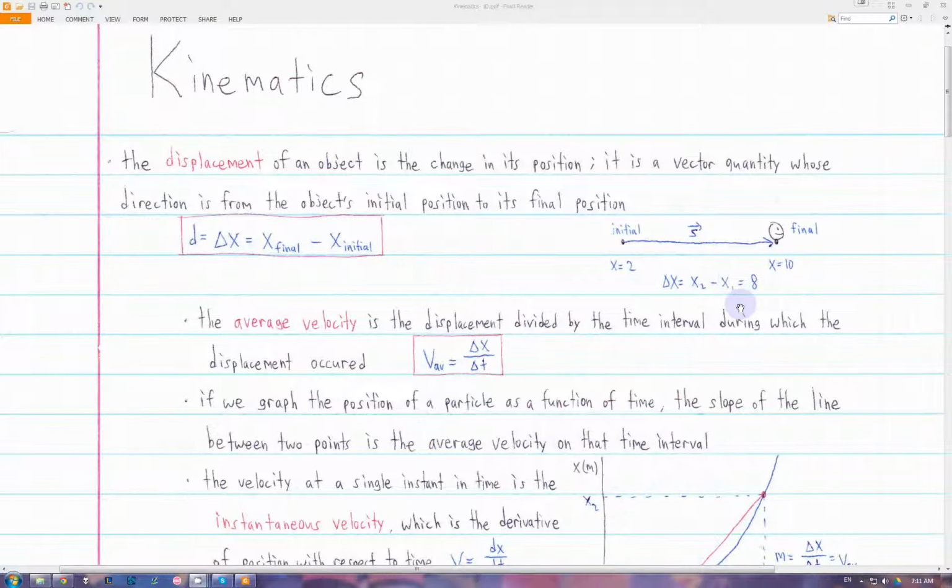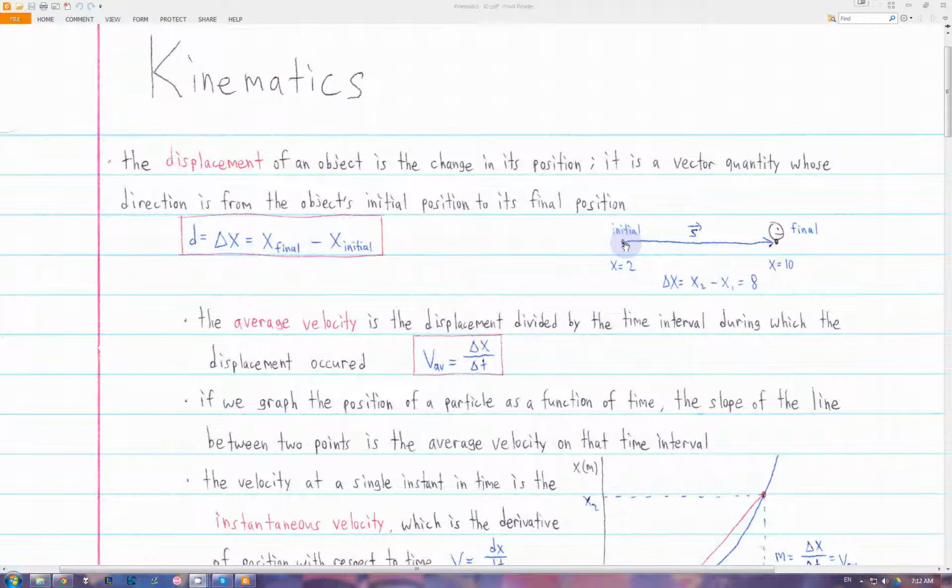So we can make this coordinate system however we want. Usually you make right the positive direction and left the negative direction. But there's nothing stopping you from making left the positive direction and right the negative direction. And you can also make the origin of the coordinate system wherever you want. So here the initial point was at x equals 2. Well, usually you'll want to make the origin of your coordinate system at the object's initial position. So that way at the initial position x is equal to 0.